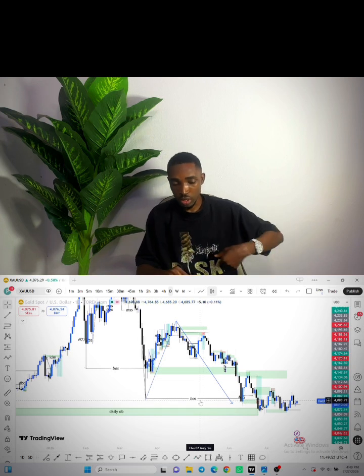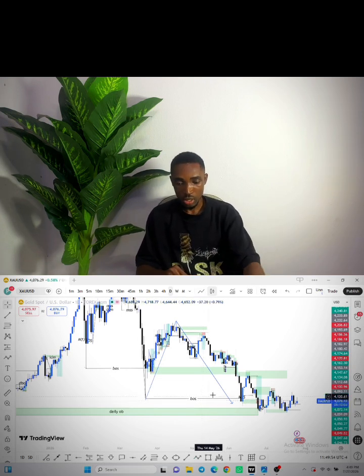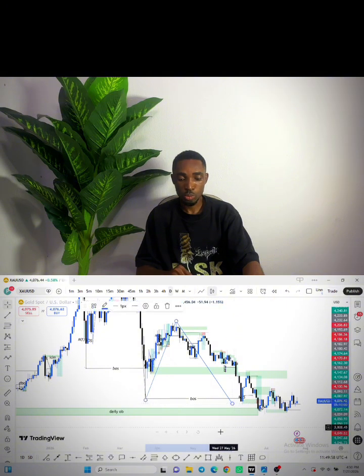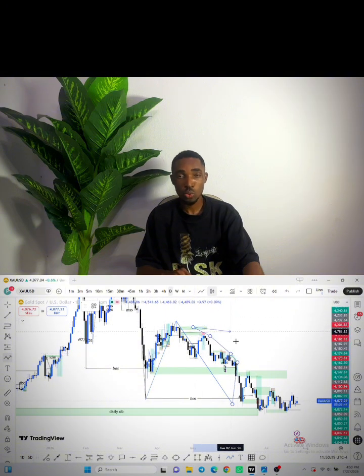So when gold broke this particular structure here, I had already anticipated that gold should also pull up. I anticipated that gold should pull up to any of these POIs here, this particular order block or this particular order block, before gold should sell again.